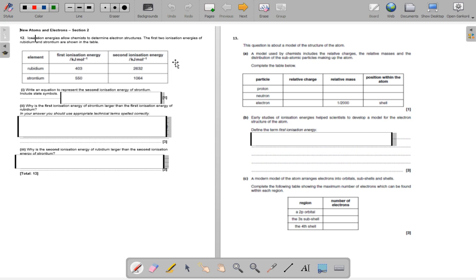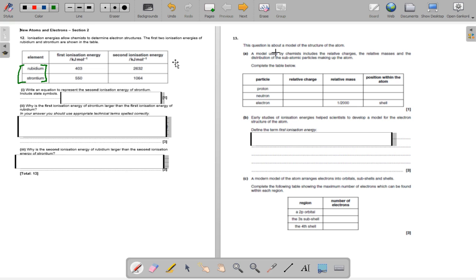So this question is about ionization energies, and it's on the ionization energies of specifically rubidium and strontium. We need to write an equation to represent the second ionization energy of strontium. We need to include the state symbols. And why is the first ionization energy of strontium larger than the first ionization energy of rubidium? And you need to spell all your technical terms correctly. And why is the second ionization energy of rubidium larger than the second ionization energy of strontium?